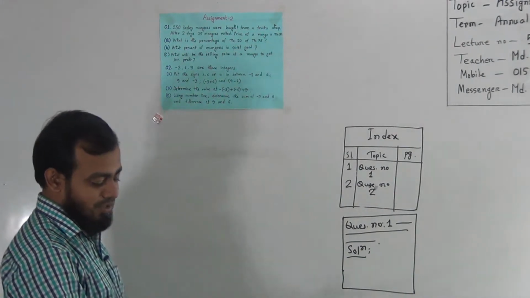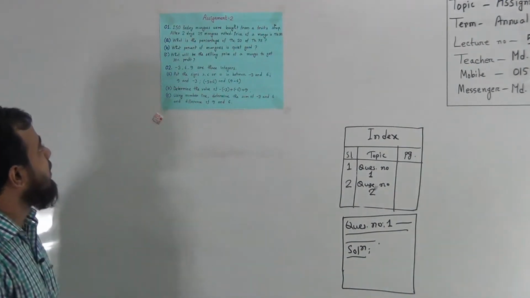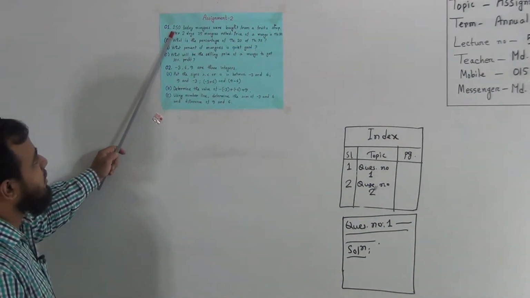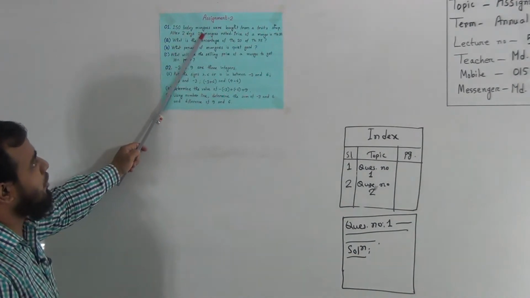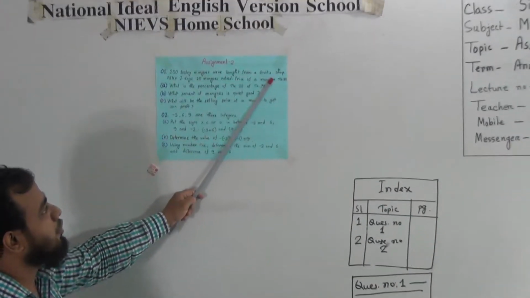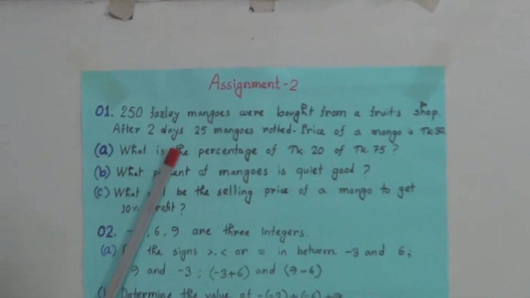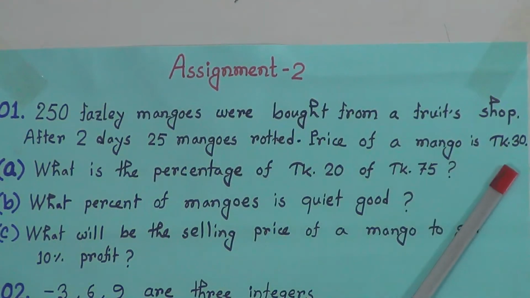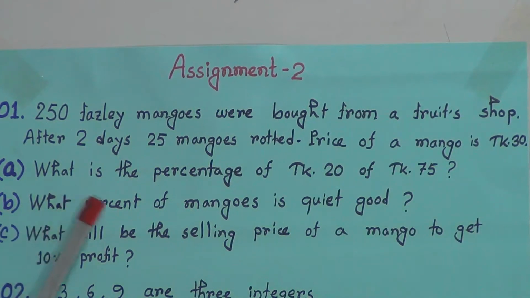Now I am going to discuss question number 1. The question number 1 is: 250 fuzzy mangoes were bought from a fruit shop. After 2 days 25 mangoes rotted. Price of a mango is taka 30. Activity A: what is the percentage of taka 20 of taka 75? We have to find out the percentage of taka 20 of taka 75.